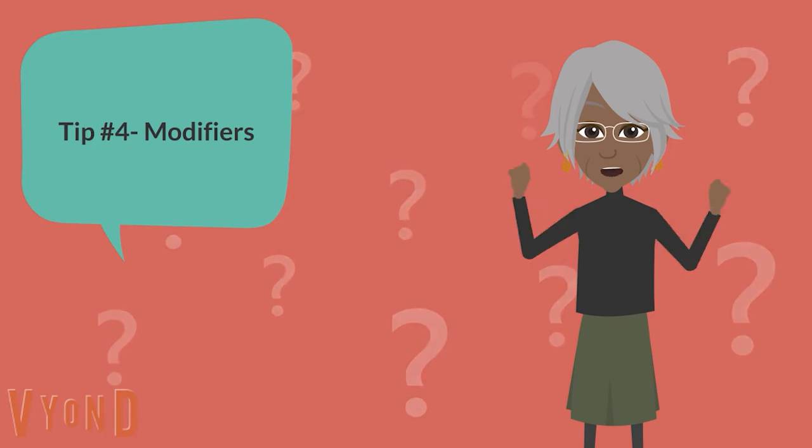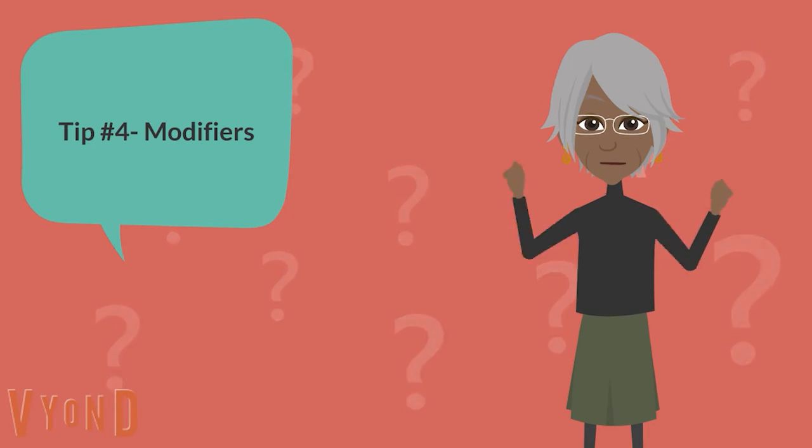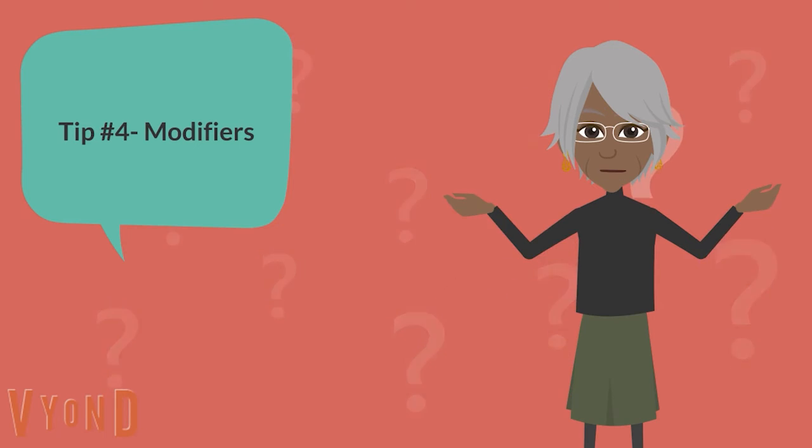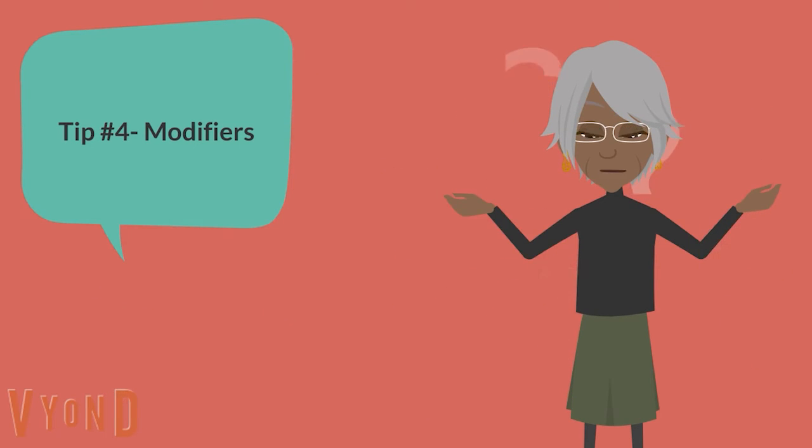Tip number 4 is going to be don't forget about those modifiers. The intent of a modifier is to add additional descriptive terms to the CPT code selected, but not to change the CPT code.